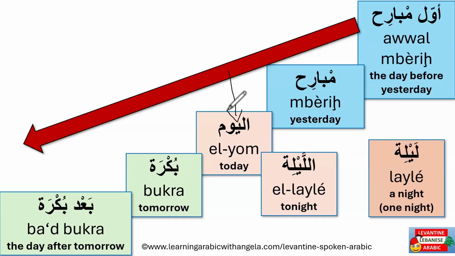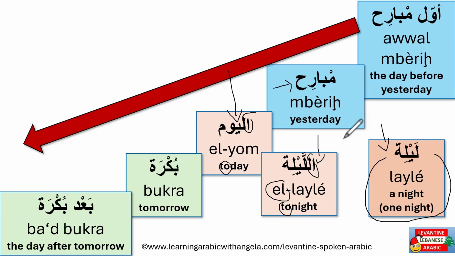We are here today. اليوم. يوم is a day. اليوم means today. Same thing when we look at ليلي over here. ليلي is a night. Remember, ليل is nighttime. ليلي is a night or a single night. When we add the alif lam, الليلي, it becomes tonight. Just like اليوم, it becomes today. Because يوم is a day. اليوم is today.